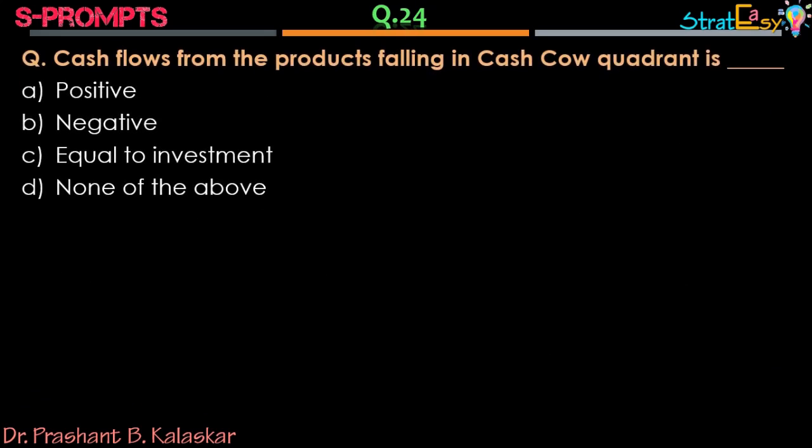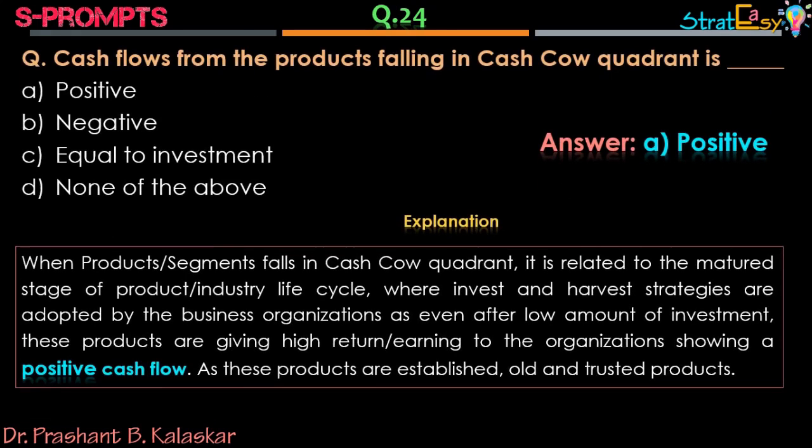Question number 24. The cash flows from the products falling in cash cow quadrant is, and the right answer is option A, positive. When the product or segment falls into cash cow quadrant, it is related to the matured stage of product or industry life cycle where invest and harvest strategies are adopted by the business organization, as even after a low amount of investment, these products are giving high returns or earnings to the business organization, showing a positive cash flow as these products are established, old and trusted products.